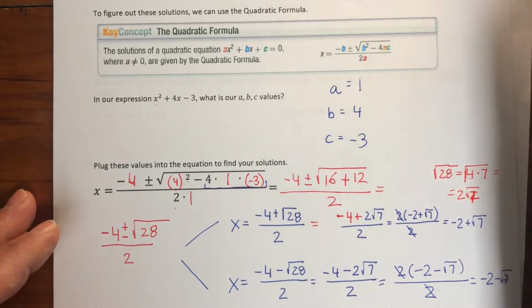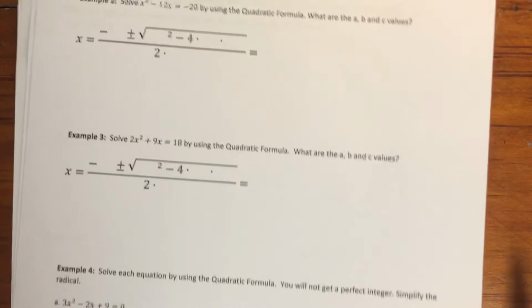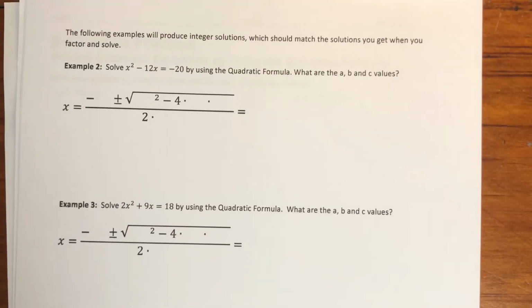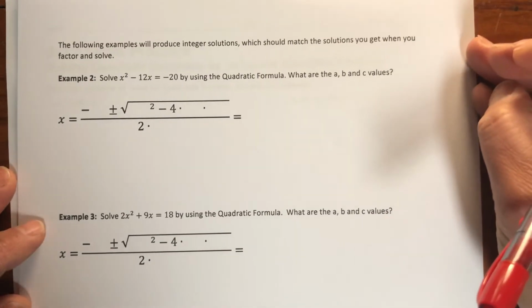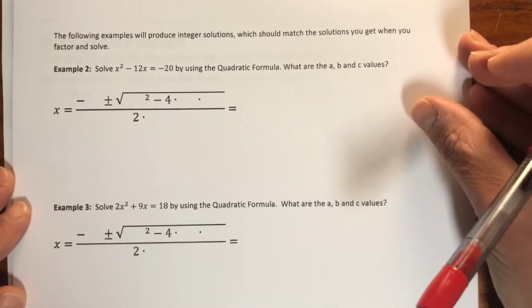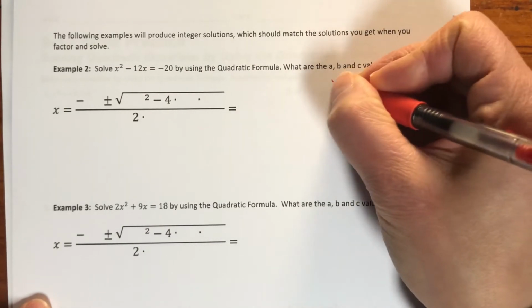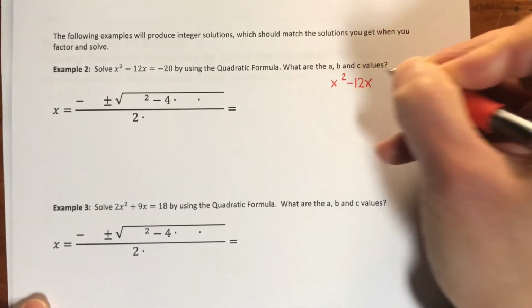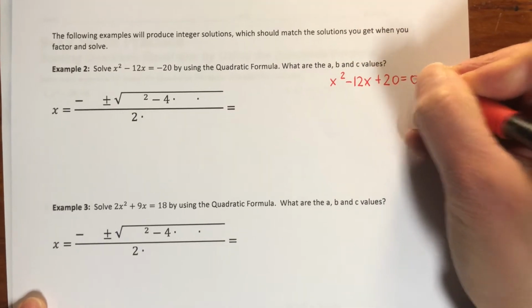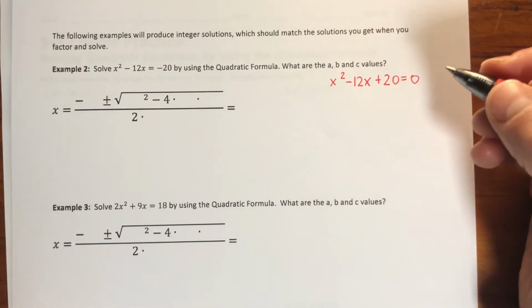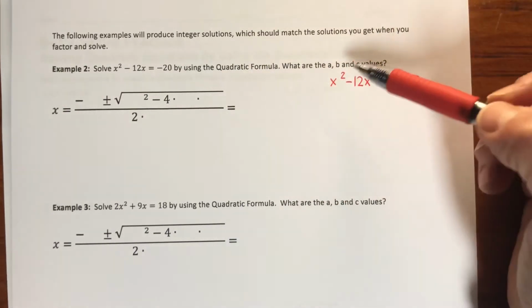Let's take a look at another example. The following examples will produce integer solutions, which should match the solution you get when you factor and solve. So basically, I'm telling you that those solutions should be nice. Take a look at our equation. We have x squared minus 12x, and I know that it needs to be in standard form, so I am moving the 20 to the other side. And I am going to check what my solutions are, so that once I use the quadratic formula, I will be able to check.